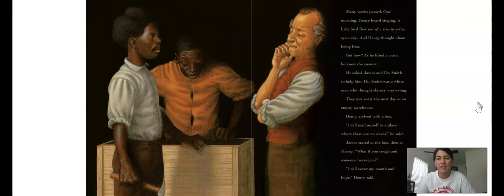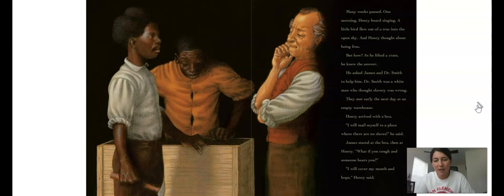He asked James and Dr. Smith to help him. Dr. Smith was a white man who thought slavery was wrong. They met early the next day at an empty warehouse. Henry arrived with a box. "I will mail myself to a place where there are no slaves," he said.